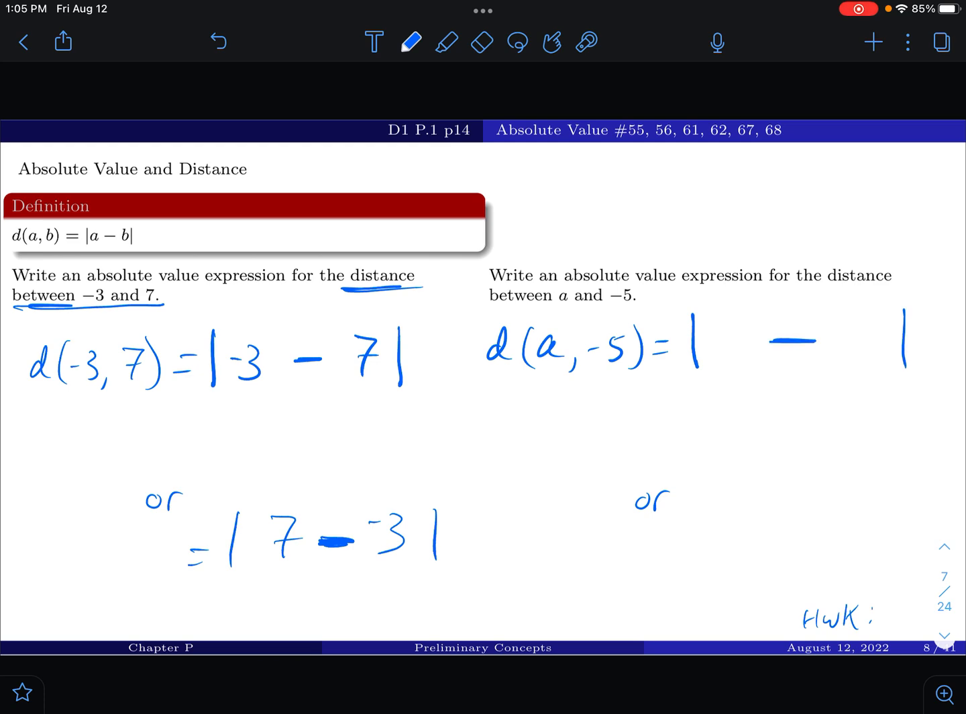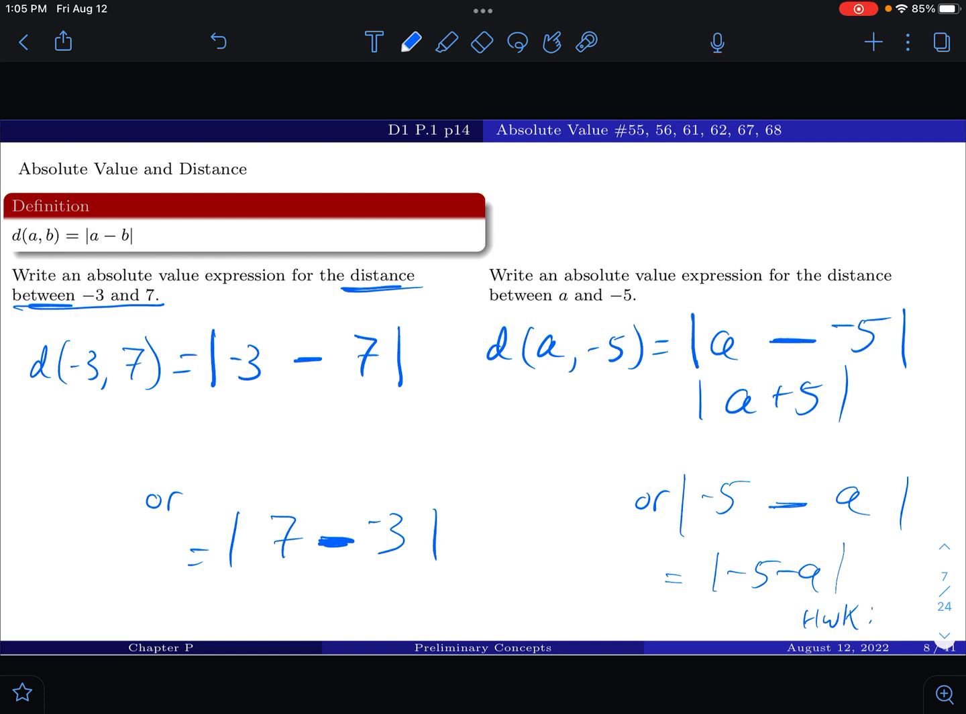Absolute value expression is always absolute value bars with subtraction. Pick up the two things you're looking at, a and -5, and you could rewrite that as a plus 5. Or if I did it in a different order, absolute value bars with the subtraction, I'm going to put the -5 first and the a, and that's the same thing as -5 minus a. Nothing to simplify there. Okay? So that's the definition of an absolute value and distance. Those are pretty straightforward, hopefully.